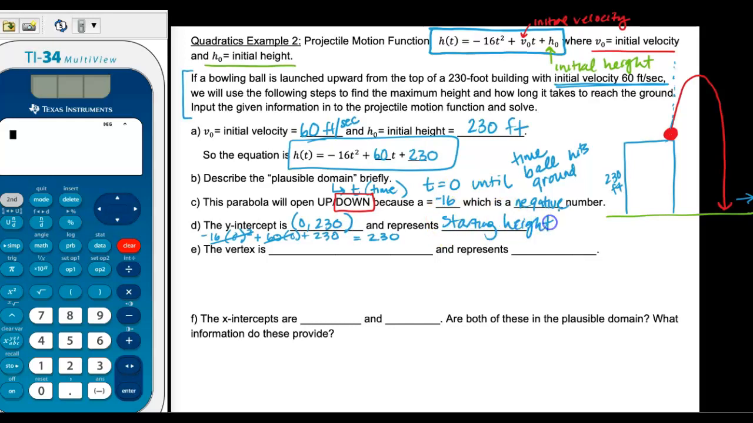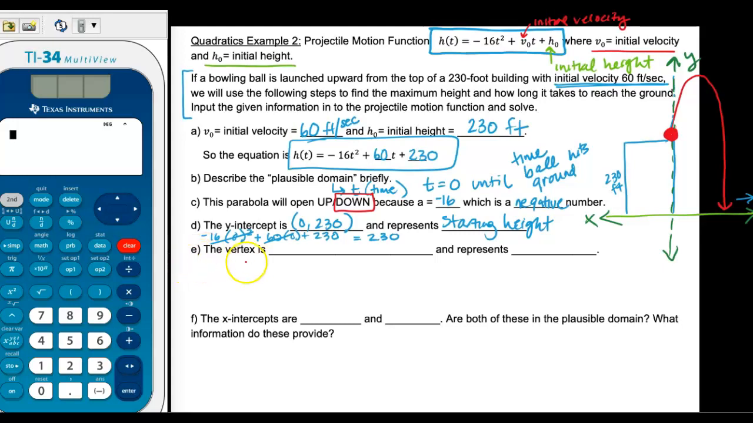When we look at our picture, if we think about the building as our y-axis, and the ground as our x-axis, then you can see that the bowling ball starts out at (0, 230). But we also were able to do it algebraically to confirm that.